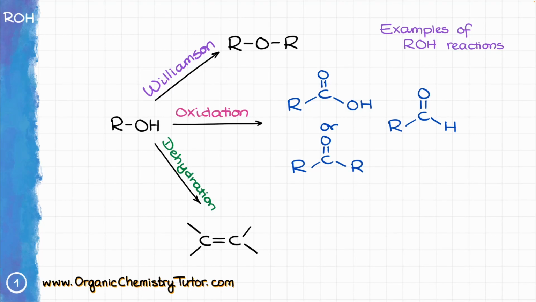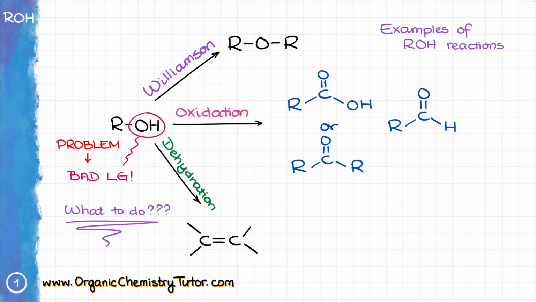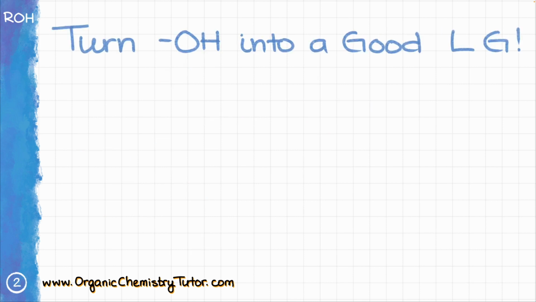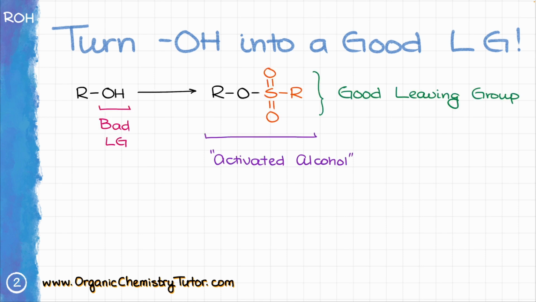Alcohols are very versatile when it comes to their chemistry and transformations. However, the OH group itself is a horrible leaving group, and if you need to substitute it with something or use it maybe in an elimination reaction, you're going to run into a problem. And is there anything we can do about that? Well, absolutely. The most common way of turning an OH group into a good leaving group is by converting it into the corresponding sulfonate ester. This process is sometimes called an alcohol activation via the sulfonate esters or sulfonyl chlorides.